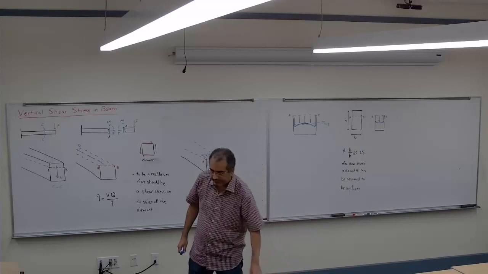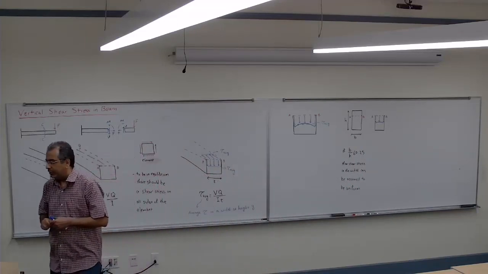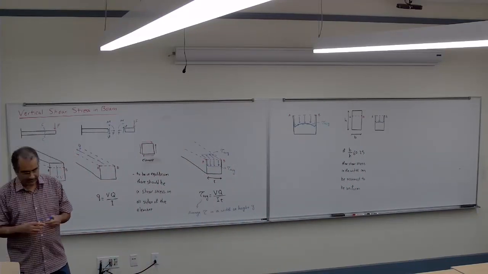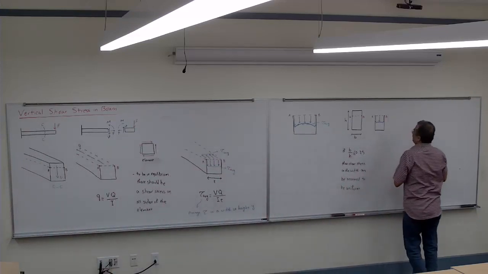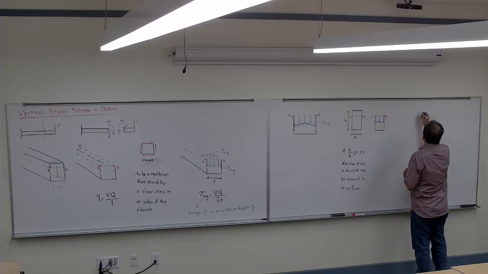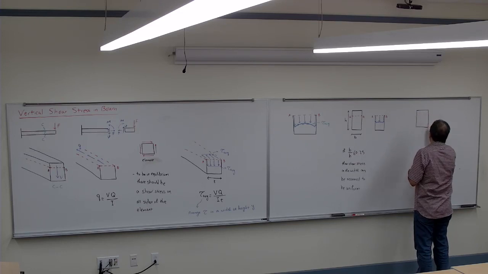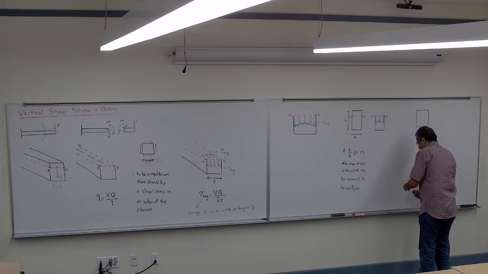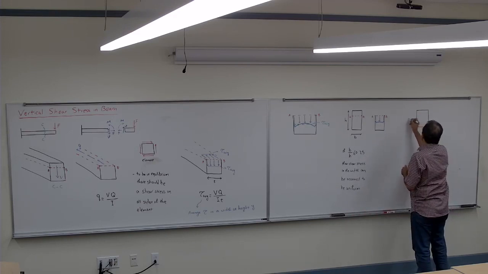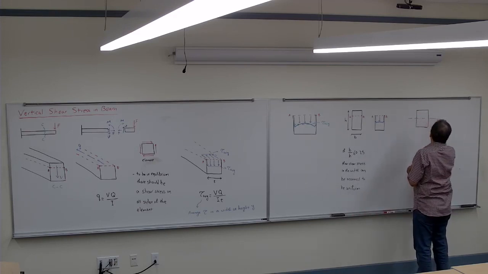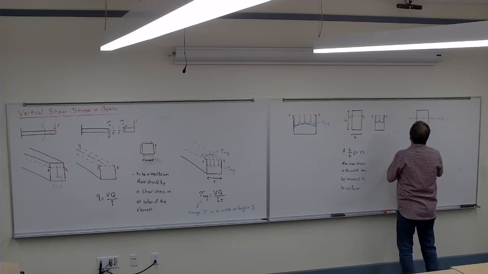That's it. The other couple of points that I want to say: again, if I have the cross section like that, and then it's going to be the neutral axis, and this is going to be the y.